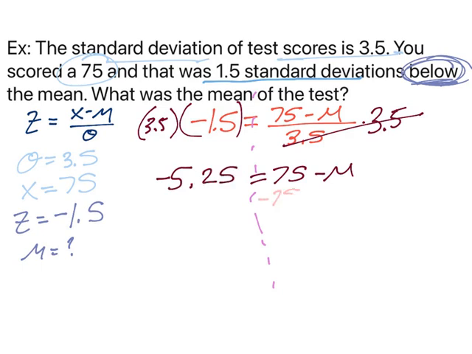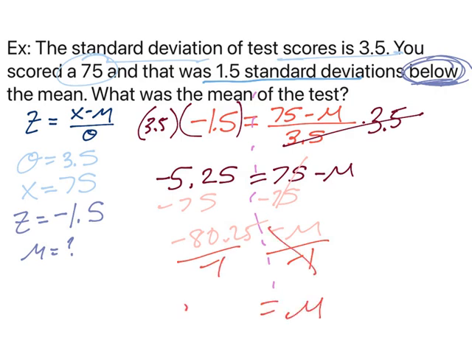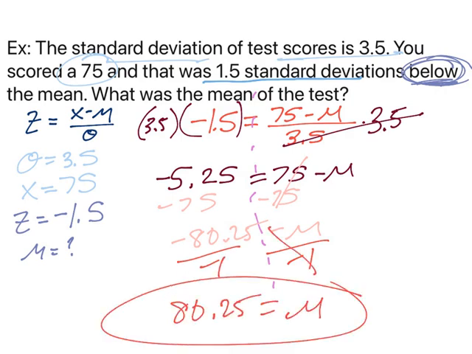So I'm going to subtract 75 from both sides in order to isolate mu. So I have a negative mu, because that minus sign comes down with it. Negative 5.25 minus 75 gives me a negative 80.25. So last step, divide both sides by negative 1. So mu equals 80.25. Now think about it. You know that you scored a 75 and that was below the mean. So the mean should be greater than that. 80.25? Yes, it is.